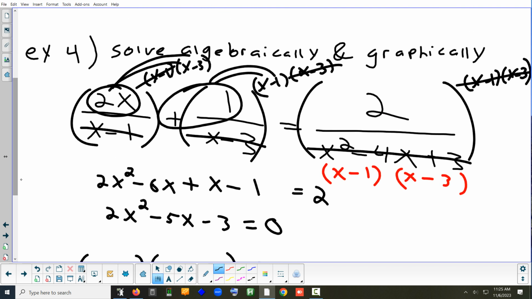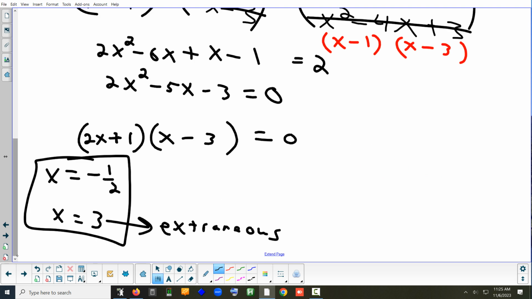Now, how about negative 1/2? It doesn't interfere because we have a minus 1. The only answers that would be extraneous here are 1 and 3. We got 3, so we cross it out. And the other answer is not 1, it's negative 1/2. So that answer is fine.